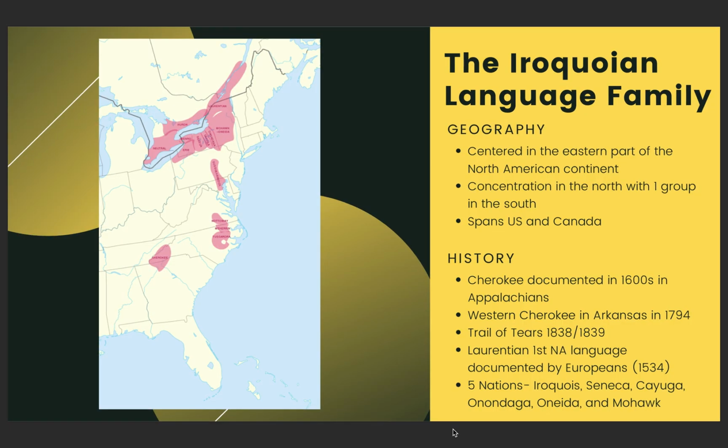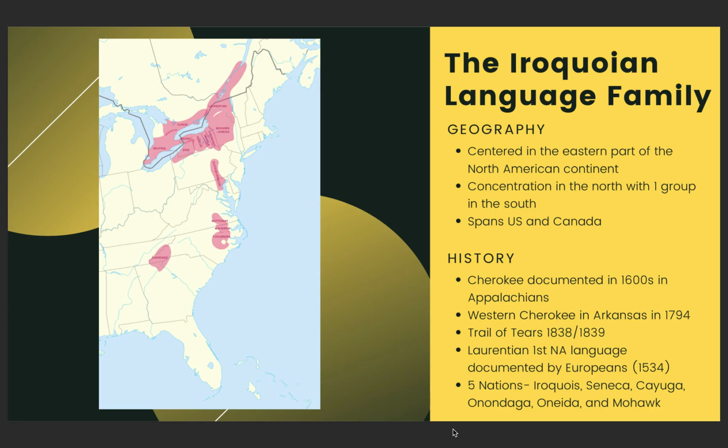So the Iroquoian language family does not cover as large of an area as the Athabascan and the Algonquin languages that we studied previously. The Iroquoian language family is centered on the eastern part of North America, and it really has a concentration in the north with a couple groups in the south. And it spans the United States and Canada.